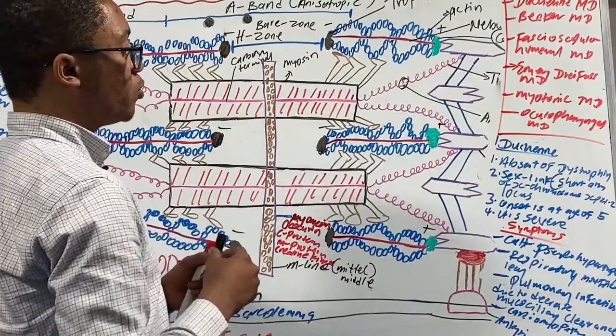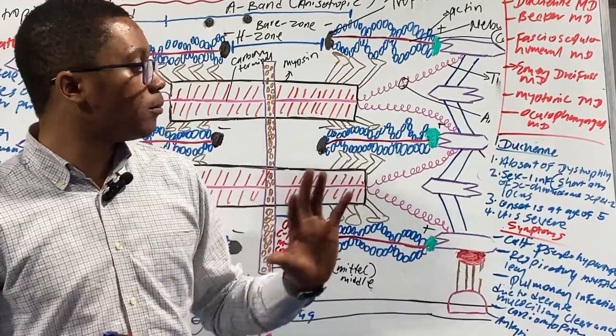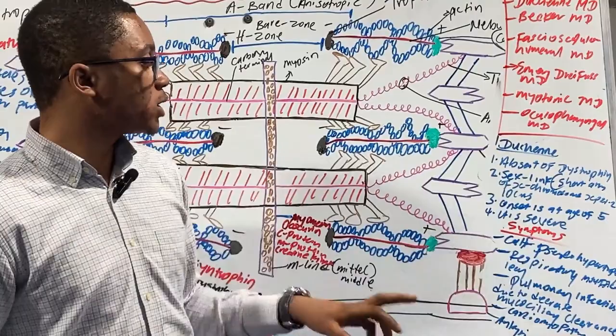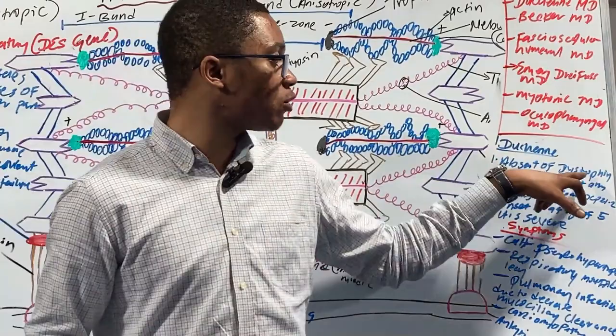So let me quickly go over Duchenne before moving into Becker's. Duchenne is an X-linked trait, an X-linked disorder, because it is found on the X chromosome, specifically on the Xp21.2 locus. Its onset is at the age of 5, and patients with Duchenne cannot live up to 20 to 25 years of age. It's caused by the total absence of the dystrophin protein.